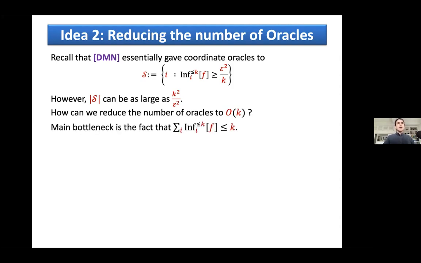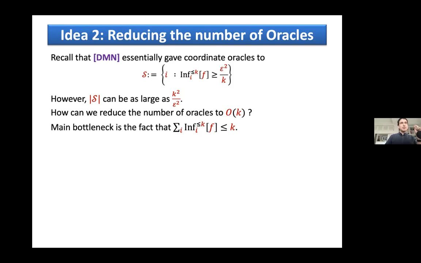So the main bottleneck and the main reason why the size of S could be as large as k squared is that the sum of the influences could be k, and each one is contributing at least 1 over k. And if we make this 1 over k much bigger, then we are actually losing something important. So we cannot take coordinates that have very large influences, much larger than 1 over k.